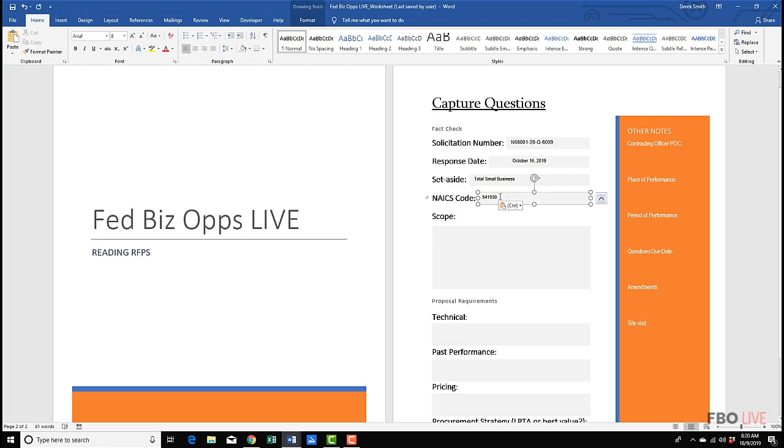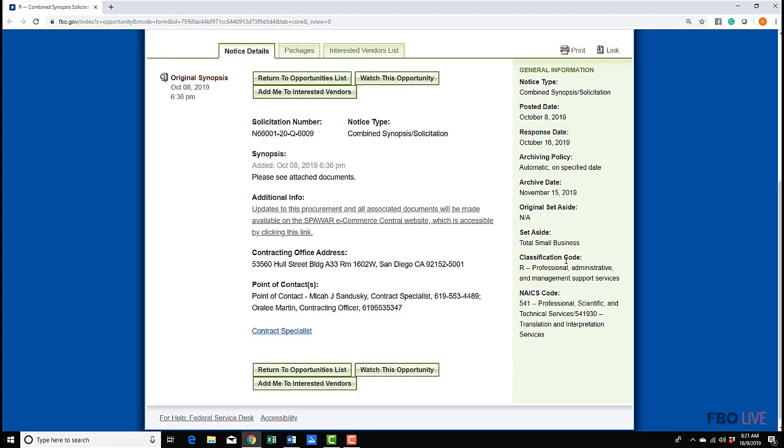And then, even with the NAICS code, if you don't have this particular NAICS code updated in your SAM profile and you're going to bid on this, you need to update it before you send your submission. You need to add this NAICS code 541930 to your SAM profile so that if you get awarded, you're found to be acceptable of performing under this NAICS code.